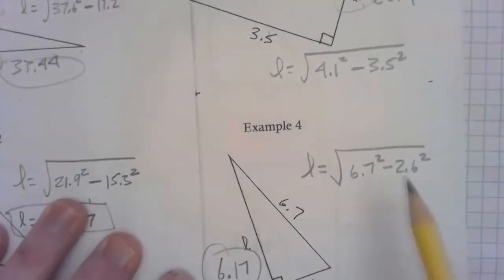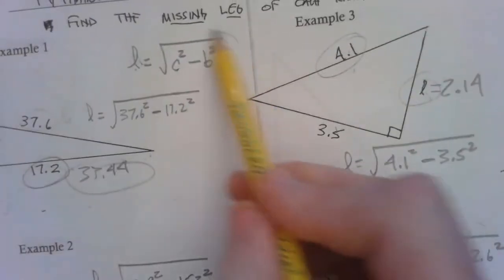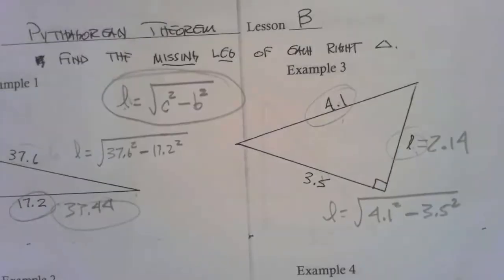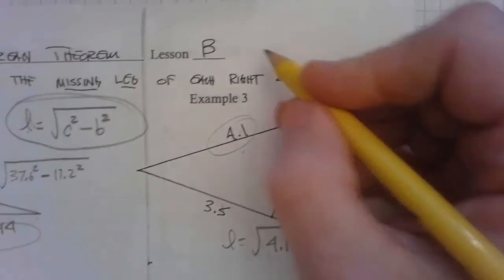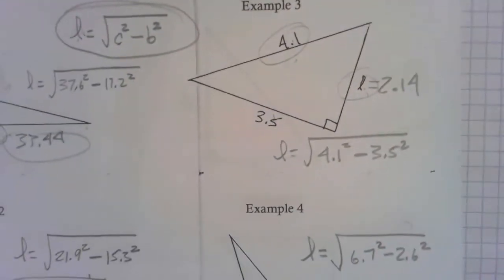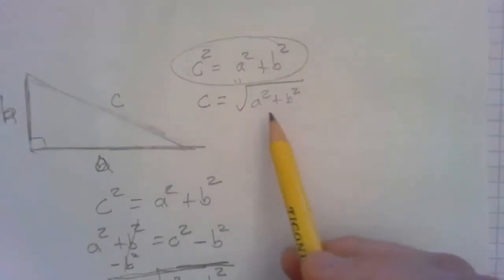All right, so when you're trying to find a leg, this is the equation you're going to use. And remember, when you're trying to find the hypotenuse, the equation looks like this right here.